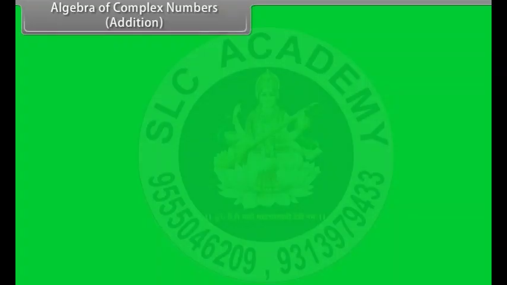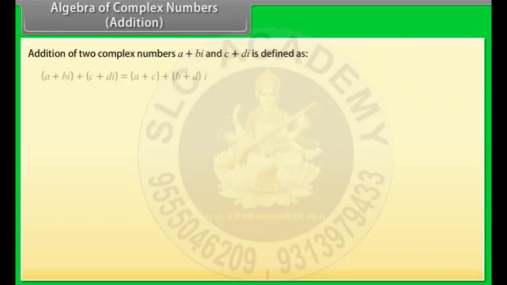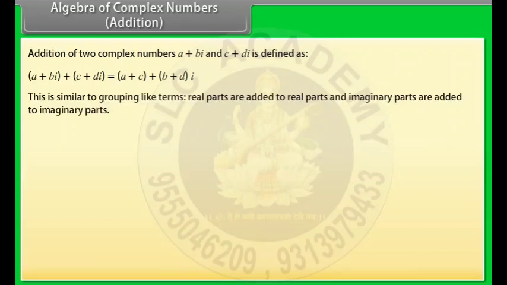Algebra of complex numbers. Addition. Addition of two complex numbers a plus b iota and c plus d iota is defined as a plus b iota plus c plus d iota is equal to (a plus c) plus (b plus d) iota. This is similar to grouping like terms. Real parts are added to real parts and imaginary parts are added to imaginary parts.